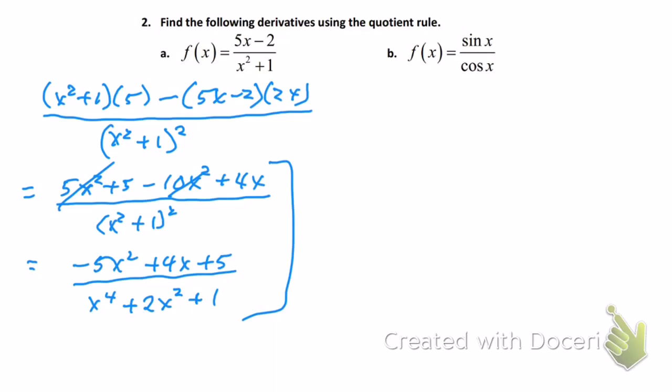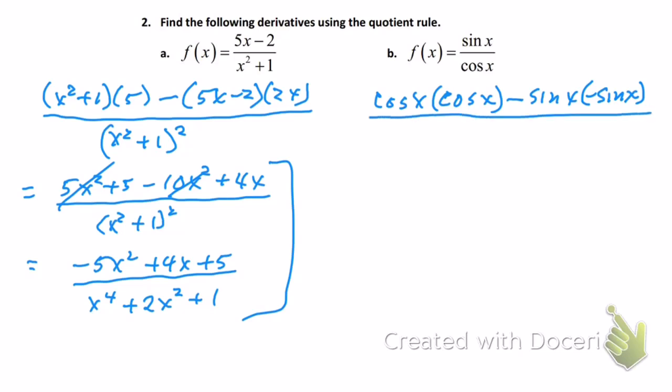All right, let's look at B. I bring that bottom thing up, so I've got cosine x times the derivative of sine, cosine. Let me put the x's in there. Do it right. Minus sine x times, what's the derivative of cosine? Negative sine x. All that's over cosine squared x.